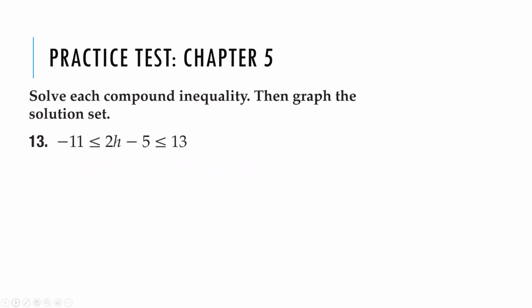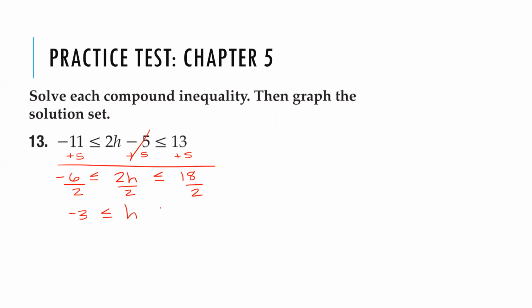All right, then number 13, here we have another compound inequality. So here I have a 2-step in the middle here in between my 2 inequality symbols. So first I'm going to add 5 to both sides. So that's gone, and I have negative 11 plus 5 is negative 6. It's less than or equal to, I'm left with 2h is less than or equal to 13 plus 5, which is 18. And then I'm going to divide everything by positive 2. So negative 6 divided by 2 is negative 3, is less than or equal to h, which is less than or equal to 9. So h is less than or equal to 9 and greater than or equal to negative 3.